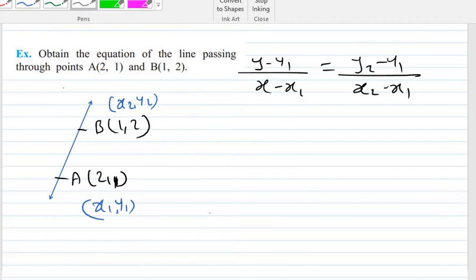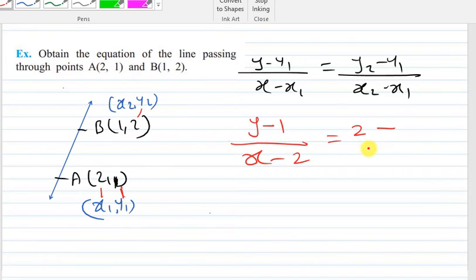You will get y minus, what is the value of y1? 1. x minus, what is the value of x1? 2. Equals, what is the value of y2? 2. Minus, what is the value of y1? 1. Upon, what is the value of x2? 1. Minus, what is the value of x1? 2.